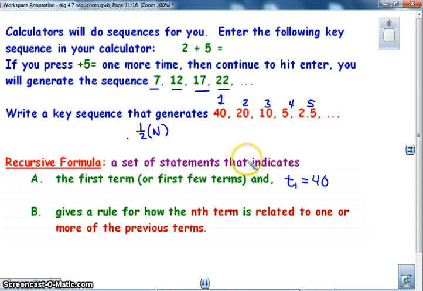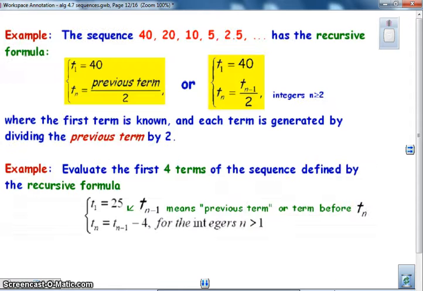Another one that someone said to me is, couldn't you say, Mrs. Thompson, that we're taking the first term and we're minusing half of it? That would also help us out. So we want to give our rule. As we're giving our rule, we want to think about this. If we have 40 minus half of 40 is 20, or just half of 40 is 20. So we want to give the rule for the nth term related to one or more of our previous ones. Now, this next page is going to show you a little more how they did that.